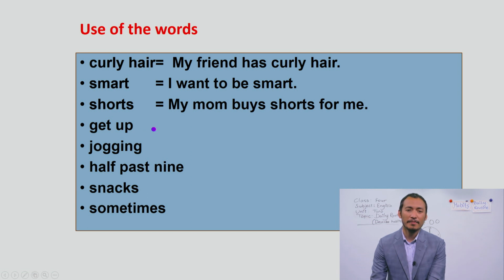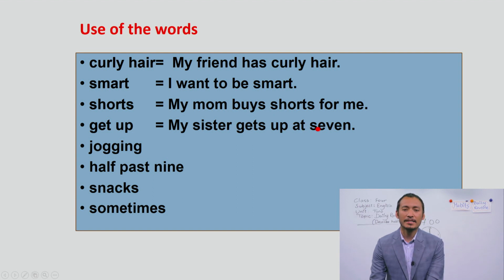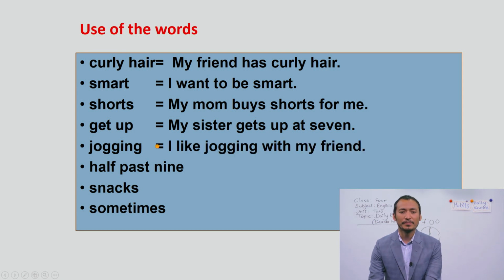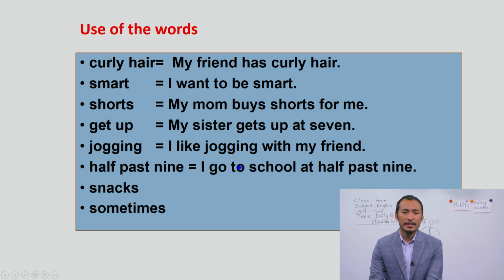Get up. Let's make a sentence with this word. My sister gets up at 7. Okay. Your sister gets up at 7. You can use this like this. Okay. Next word, jogging. I like jogging with my friend. Okay, you can say, I like jogging with my friend. Okay, students, let's go to the next word, 9:30. You can say, I go to school at 9:30.